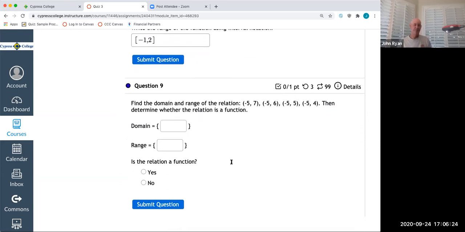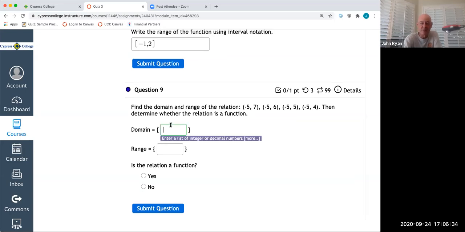Last question. Domain, once again, has to do with x values. And I'm going to look here. Every x value is negative 5. So the domain in this case is just negative 5. That's it. The range, however, are all of the y values. 7, 6, 5, and 4. I'm going to put those in order. 4, comma, 5, comma, 6, comma, 7.